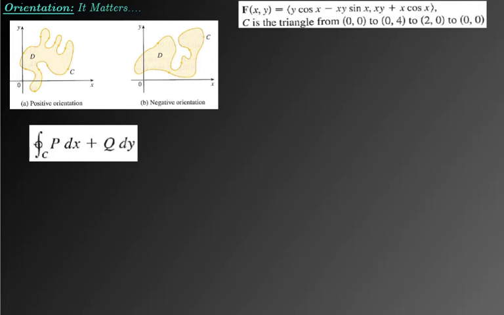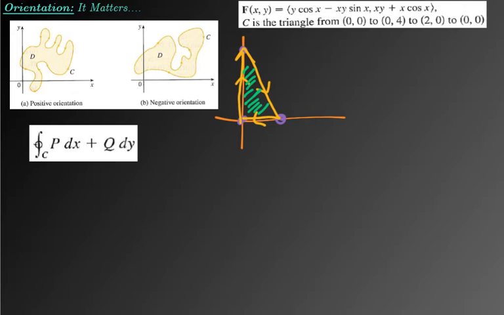So this is the correct orientation. Okay, sorry about that. We're going 0, 0, 0, 4, 2, 0, 0, 0. And so this thing, all right, the orientation is counterclockwise, which means that the line integral of this thing would basically have negative value, okay?